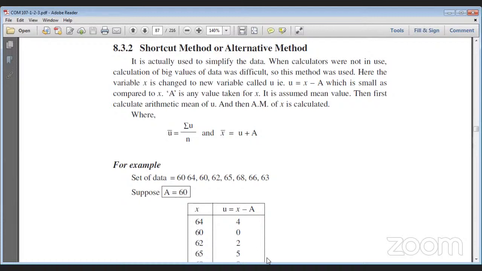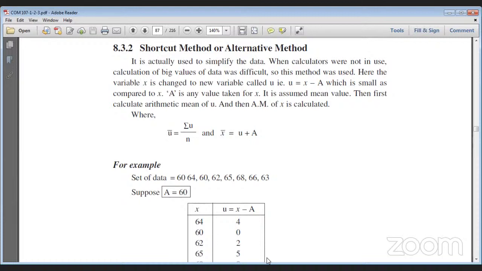Suppose here, for example, the set of data is given: 60, 64, 60, and then 62, 65, 68, 66. Here the total number of figures is 1, 2, 3, 4, 5, 6, 7, 8. But actually 60 is printed twice, so the first 60 or the third 60 should be cancelled. It is deleted because it is a printing mistake.